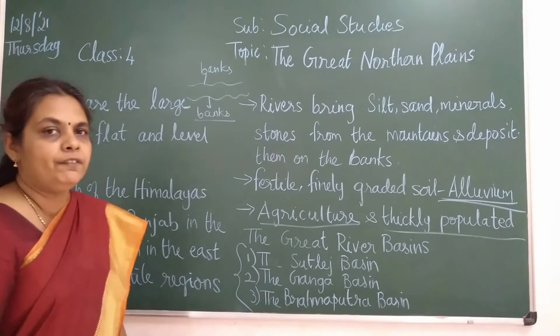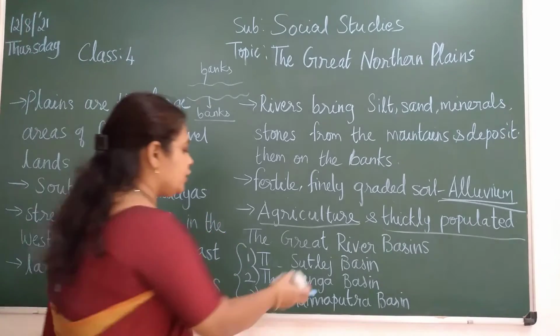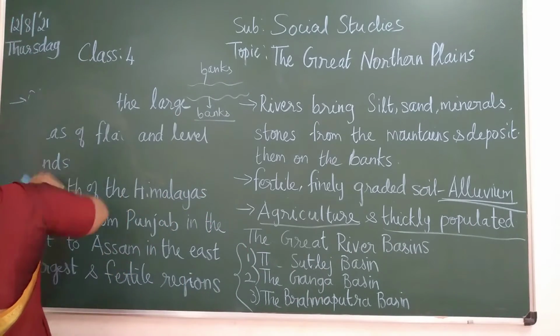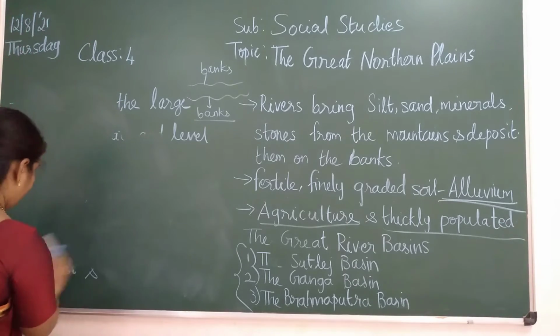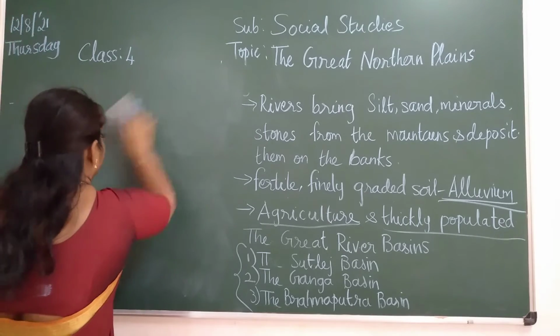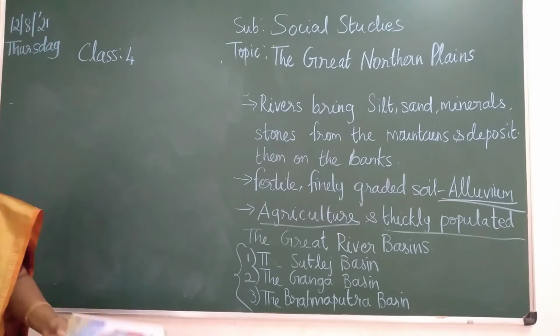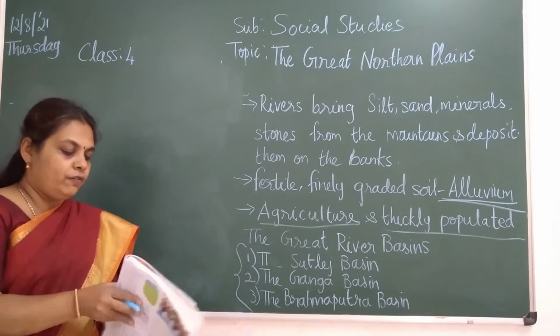So one by one we are going to see about them, children. The first one is your Sutlej basin. The Sutlej is a river, children. It flows through Punjab. In the physical map you can find it, children.